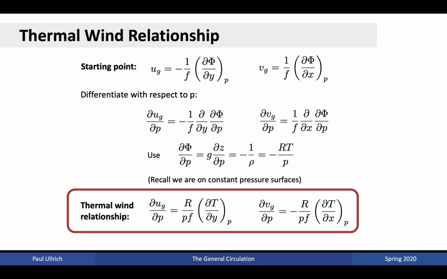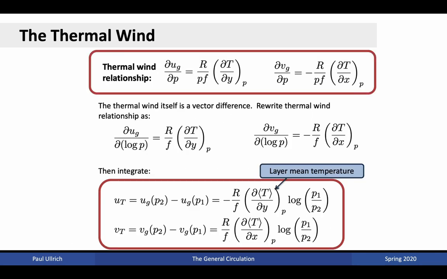We can then use that ∂Φ/∂p is related to temperature via the hydrostatic relationship. By substituting this in, we can then show that the variation of the geostrophic wind with altitude is related to the variation of the temperature. Specifically, the zonal geostrophic wind is related to meridional variation of the temperature, and the meridional geostrophic wind is related to the zonal variations of the temperature field. This is what's known as the thermal wind relationship.